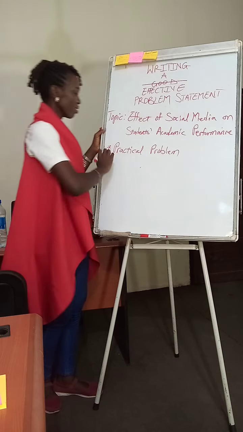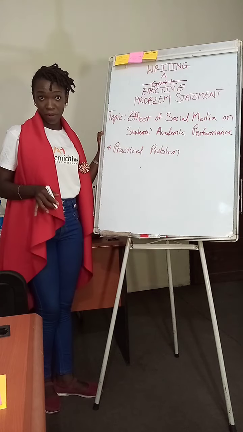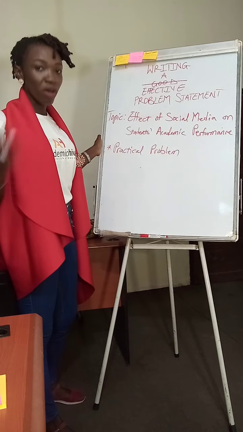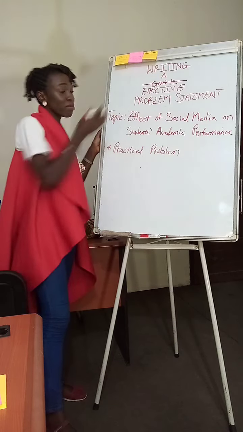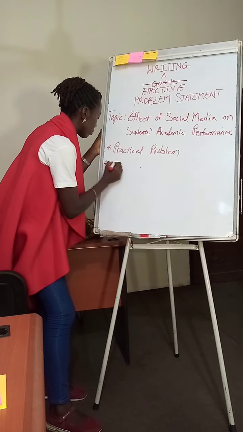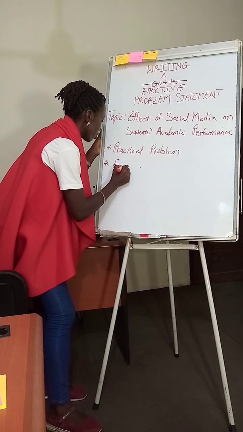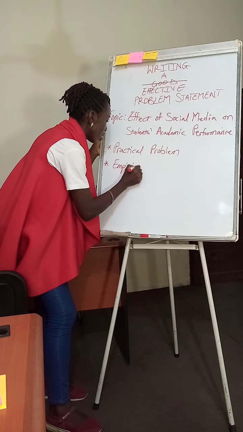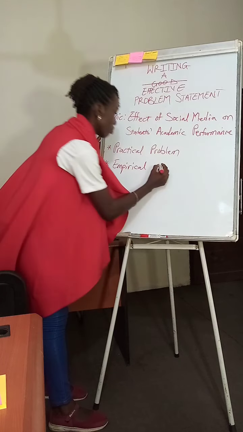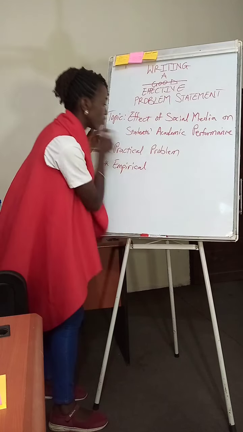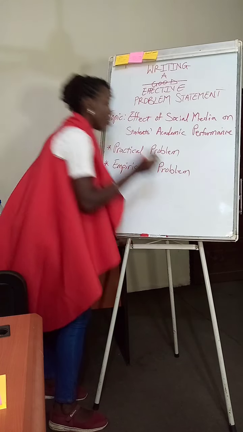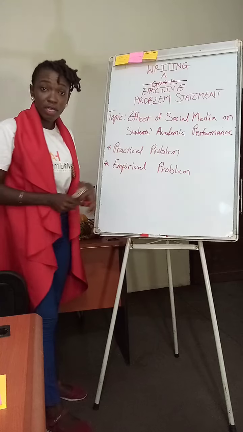Alright, so I'm sure we are clear on the practical problem. There's another element of the research problem, or the problem statement, which should appear in your work. Now that is called the empirical problem. Maybe I should write that. I should write this in full, right? It's called the empirical problem.